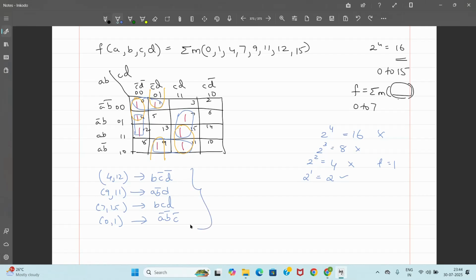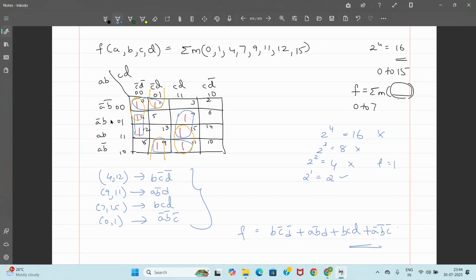Okay, so these four become your final solution. F is equal to B C bar D bar plus A B bar D plus B C D plus A bar B bar C bar. Okay, so this will be the final answer for the given question.